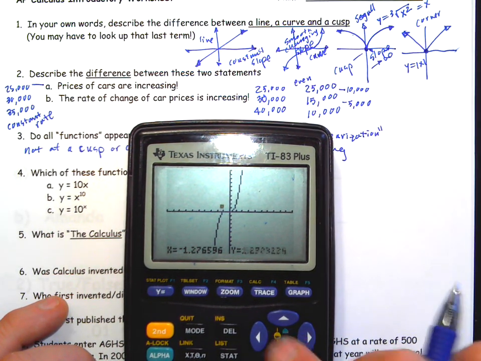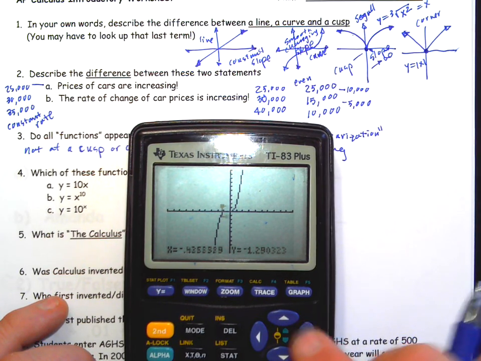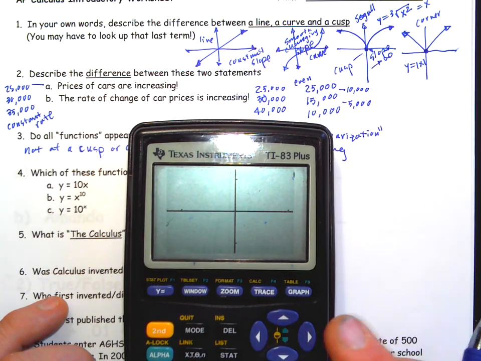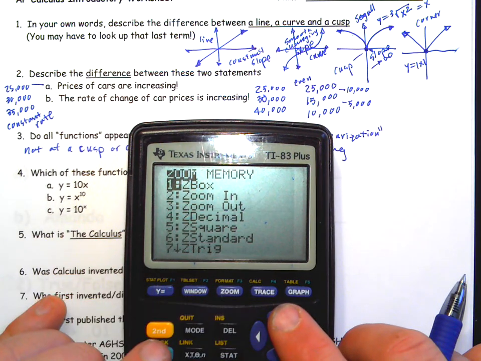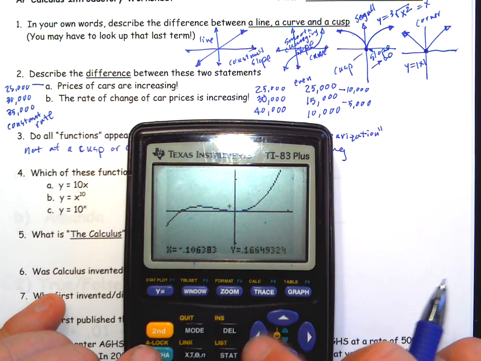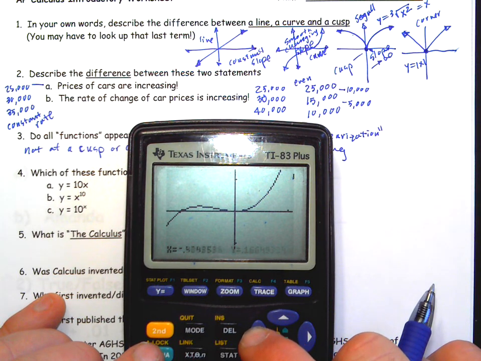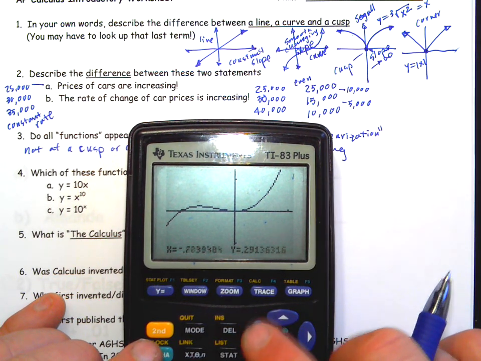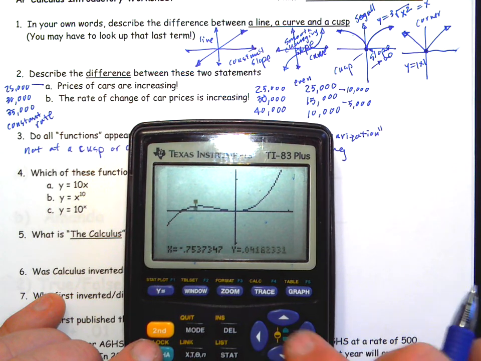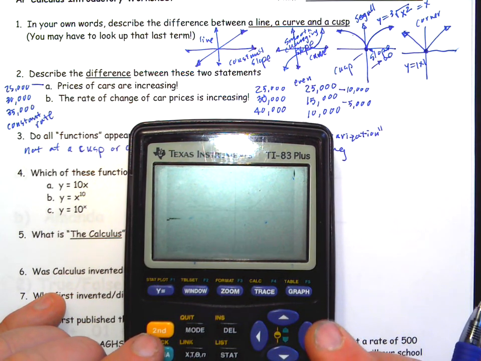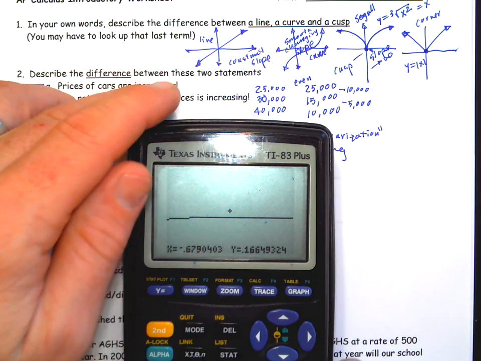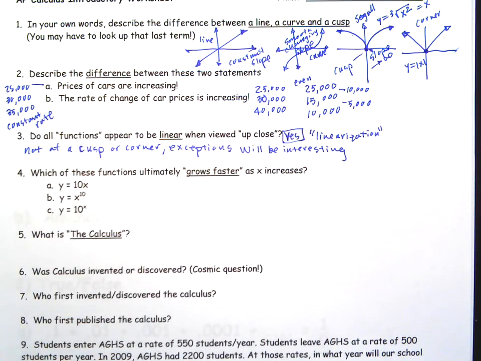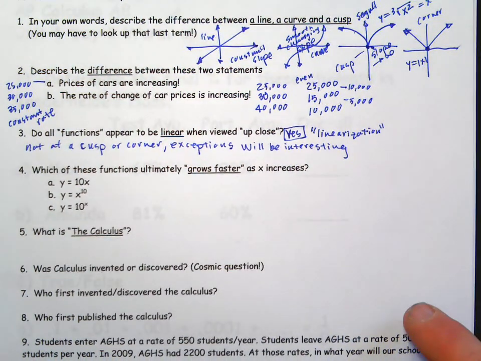So I'll try and zoom in on what seems to be the curviest part of it also. It's pretty curvy, but if we zoom in enough, even where it's curving the most, it's going to start to look like a straight line. You can still kind of see a little bit of curve on there, but it's going to look like a straight line. Which of these functions ultimately grows faster as x increases?